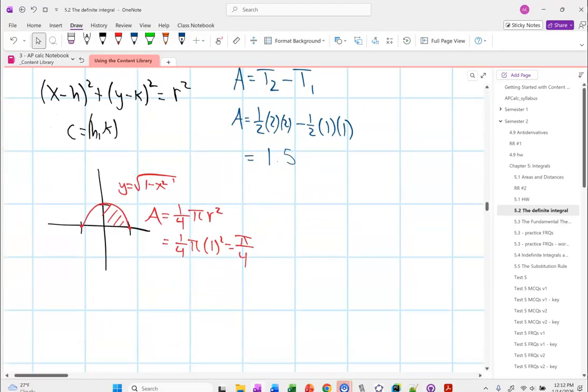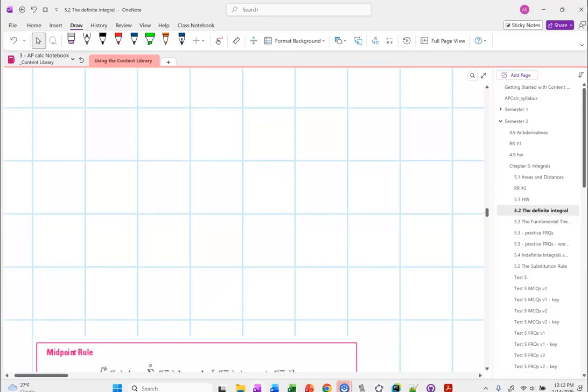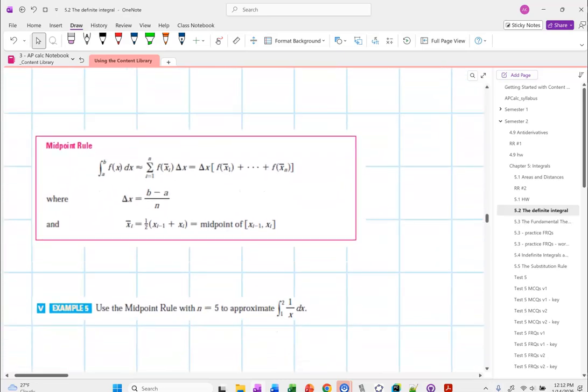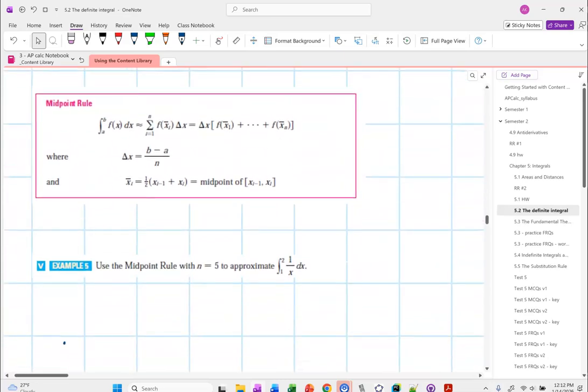Very common presentation. I'd be shocked if you don't see a multiple choice question where you have to do exactly that. Or multiple choice questions. This is the generalized formula for the midpoint Riemann sum. Remember we gave the right-hand Riemann sum earlier?